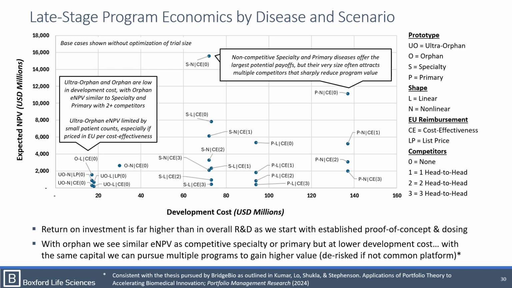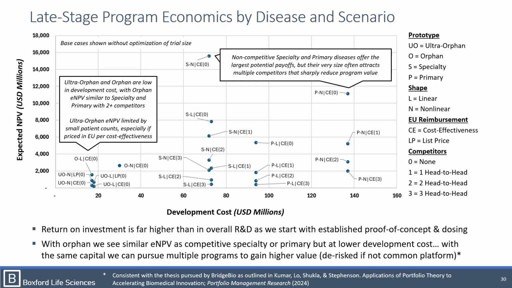If you look at ultra-orphan and orphan and compare those to specialty and primary, ultra-orphan fundamentally is limited by the smaller number of patients, and again, potentially also in the EU by the cost-effectiveness treatment. And so it's really hard to get a super blockbuster drug out of an ultra-orphan disease. But orphan drugs can look much better because there are still relatively few patients.